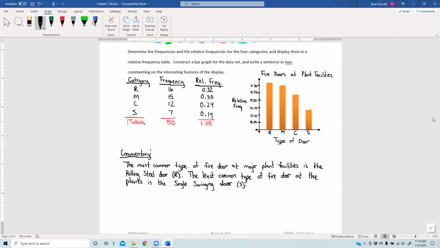I mean, you could say tons of other stuff. I mean, over twice as many plants have the rolling steel and the metal clad as these things. Anyways, I'm happy with just that. Telling me the most common, telling me the least common, and then just stopping. That would get you full credit because that's still some observations that you made.